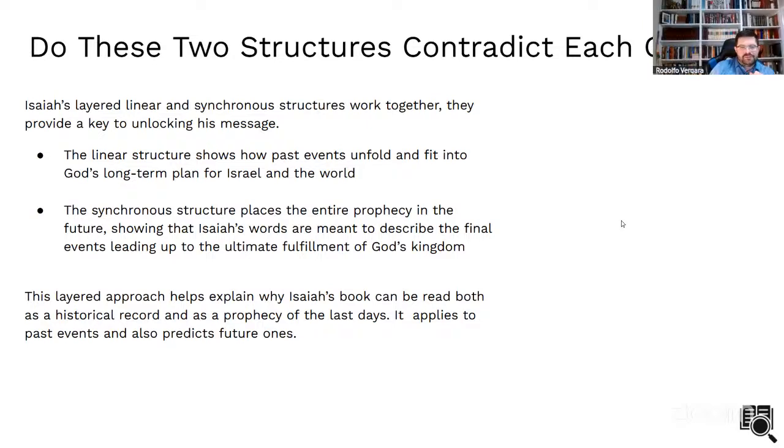You want to read this, Rachel? Okay, so these two structures don't actually contradict each other. Sometimes you will come across things where you think maybe they do, or you'll hear somebody say they do, but they actually really work together. Because you can find one and see the other, and there are multiple, that's what helps you unlock the message and realize how it works. That linear structure shows how those events unfold in a timeline-y sort of way, but then the synchronous one, you could imagine it's placed on top of it.